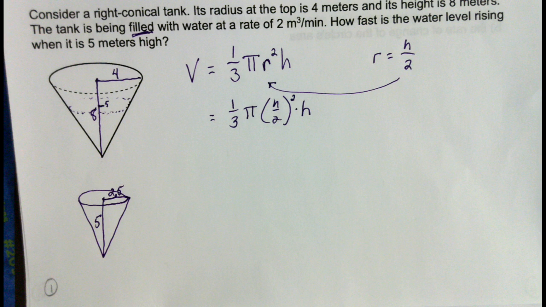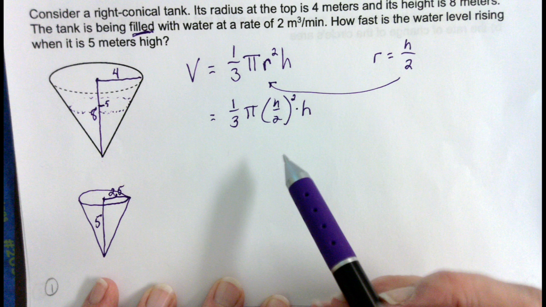Now, by the way, I could have said H is 2 times R, right? And I could have turned this into an equation with just R in it. But I'm not interested in R, am I? I want to know how fast the water is rising, okay? How did we just do that part? 1/3 times H squared over 4, times pi, gives pi over 12. Does that make sense?